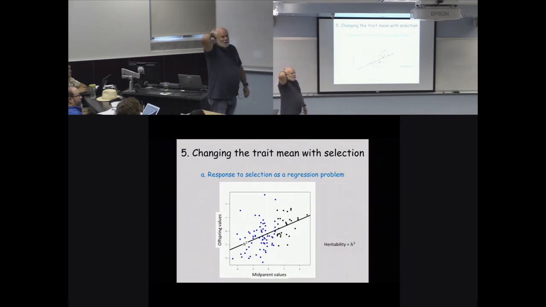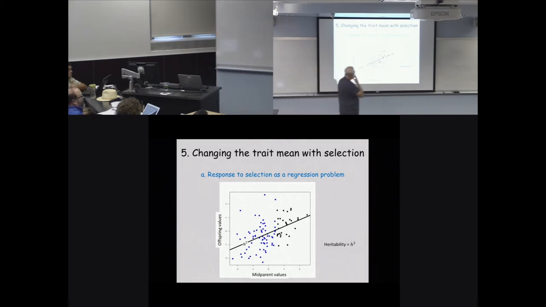Okay, so I'm screaming along. I'm actually going to get us back on time here, or pretty close to it. Let's look at our final topic, changing the trait mean with selection. I'm going to go over the same ground that Joe went over in a slightly different way.